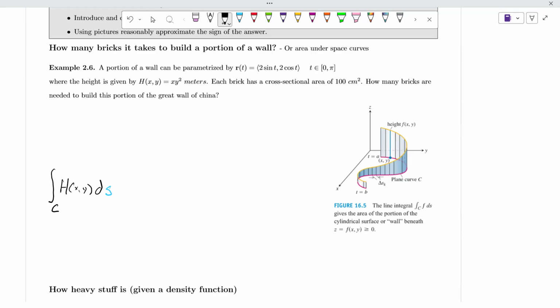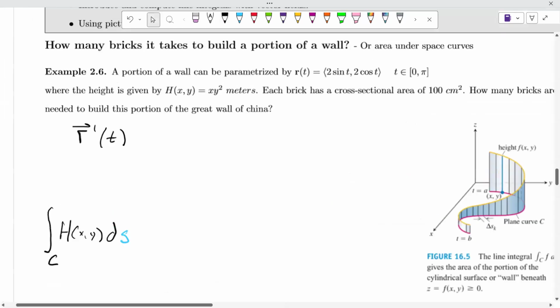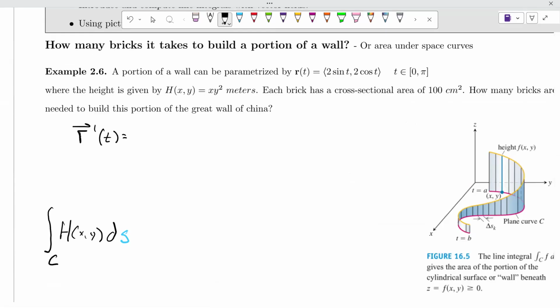So far, we've already got our parameterization, so I just need its derivative. R prime of t. What's it gonna be? Angled brackets for a vector. That looks like 2 cosine t. Oh, 2 cosine t. Negative 2 sine t. And that's still for t in 0 to pi. I already have that bit.